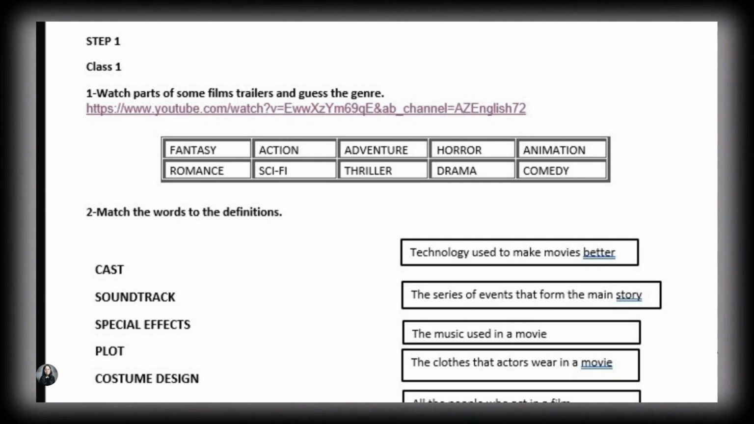After identifying the movie genres, the next step is to identify movie parts. In order to do that, the teacher will ask students if they are familiar with movie awards and the awarded categories in those events. After eliciting that information, students will do exercise 2, match the words to their definitions.